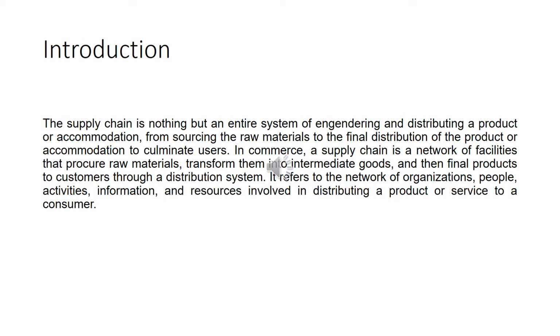The supply chain is nothing but an entire system of engendering and distributing a product or accommodation, from sourcing the raw materials to the final distribution of the product or accommodation to culminate users. In commerce, a supply chain is a network of facilities that procure raw materials, transform them into intermediate goods, and then final products to customers through a distribution system. It refers to the network of organizations, people, activities, information, and resources involved in distributing a product or service to a consumer.